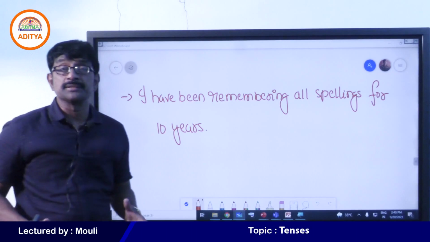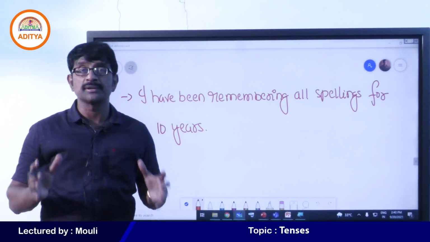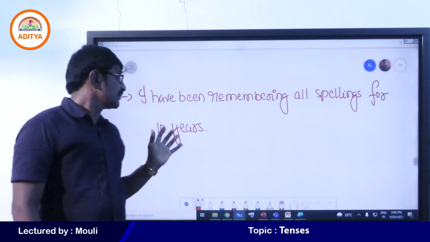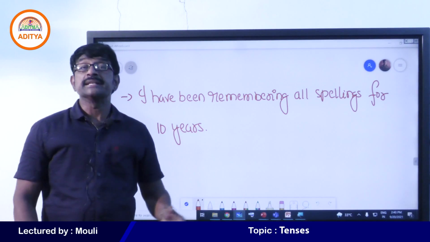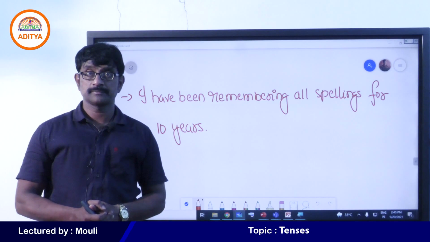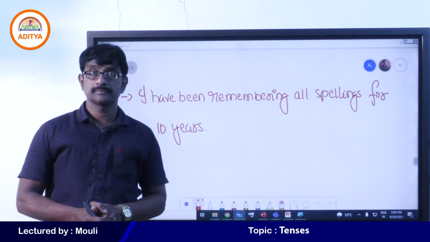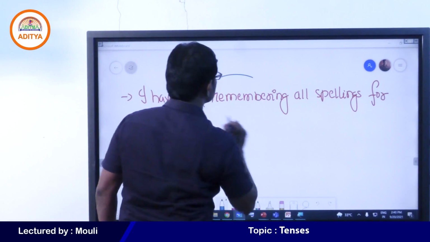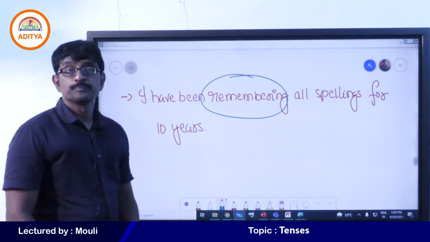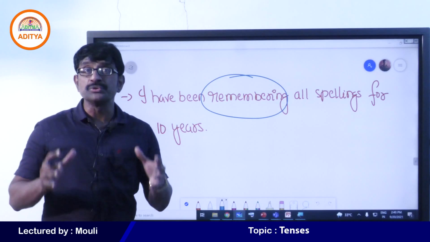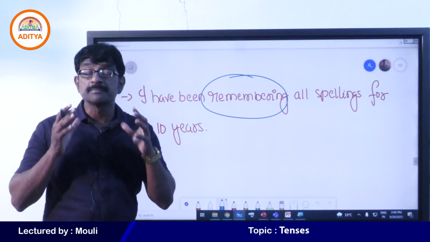Is it a right sentence or a wrong sentence? You have to decide. I have been remembering all spellings for 10 years. Is it a right one or a wrong one? You have to decide. It is a wrong answer because remembering is a copular verb. Remember is a copular verb. You cannot use remember as remembering.